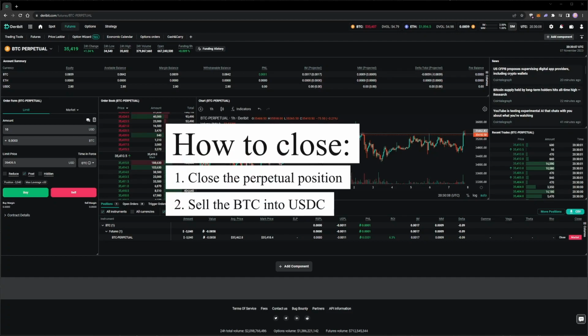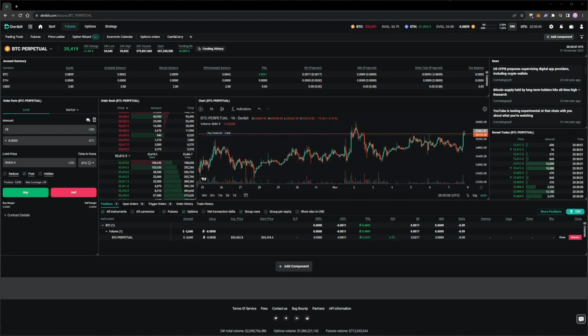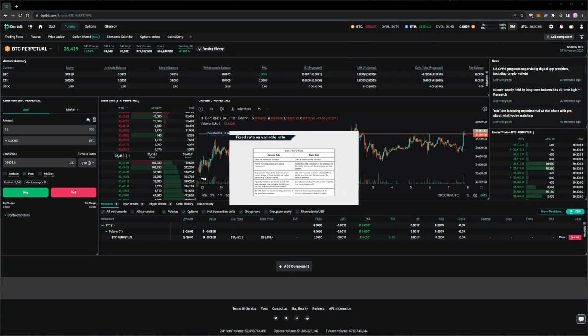If we wanted to close this position entirely, we would first close the perpetual short position, and then sell all the remaining Bitcoin in the account back into USDC. We may, for example, want to close the position entirely if the funding flips in the other direction for a sustained period. However, for the moment, the funding remains in our favour, so let's leave this position open and check in on it again in a future lesson.